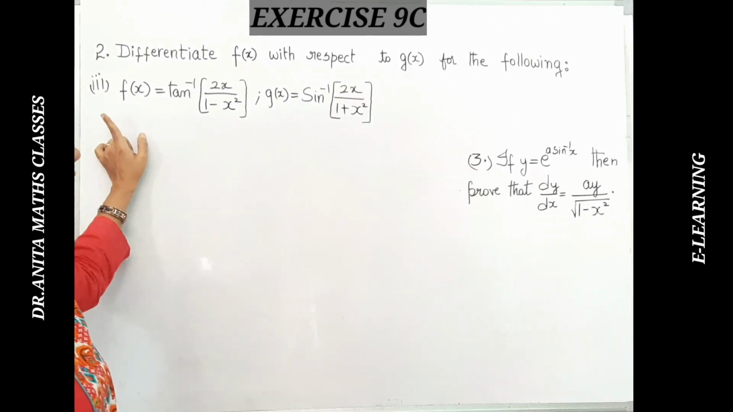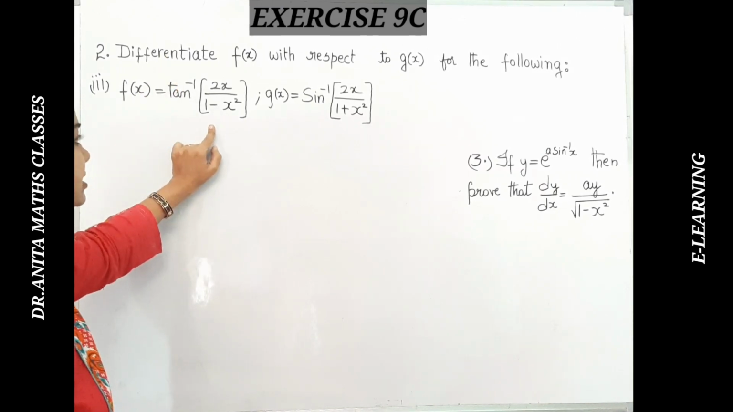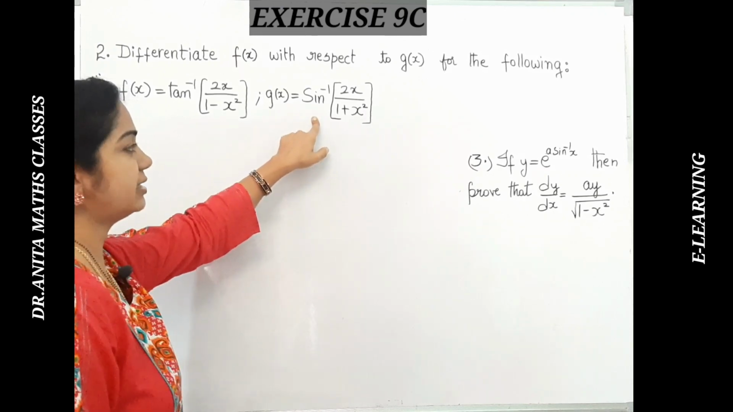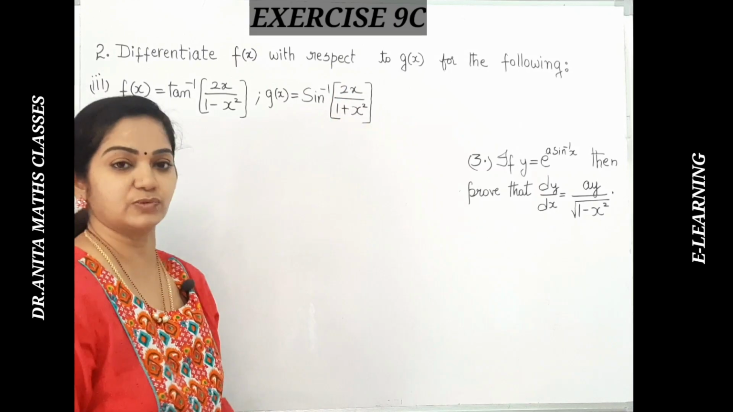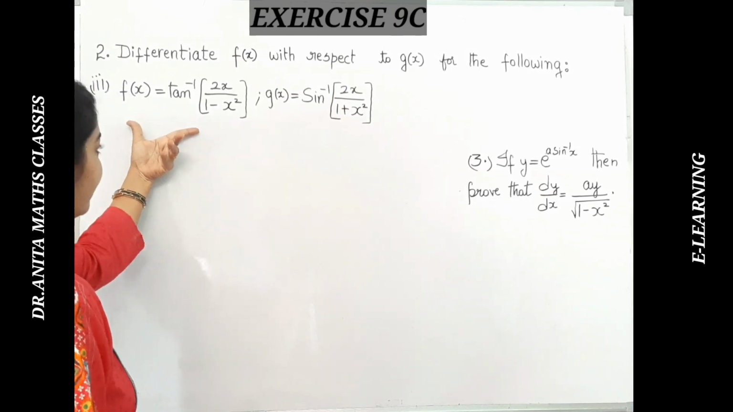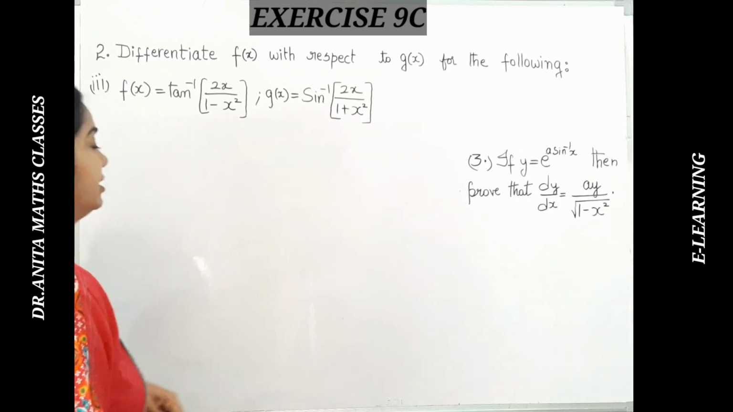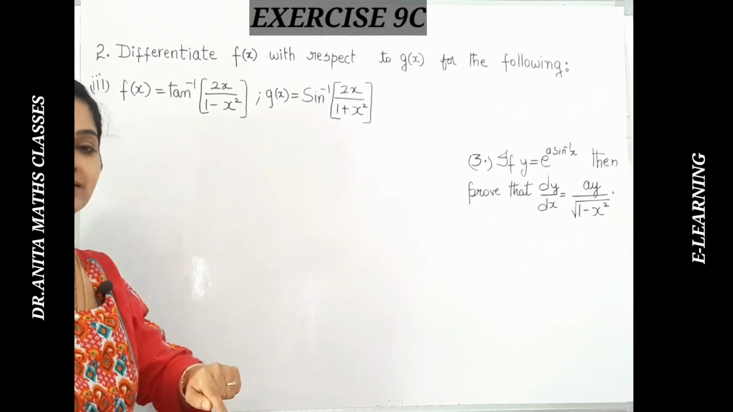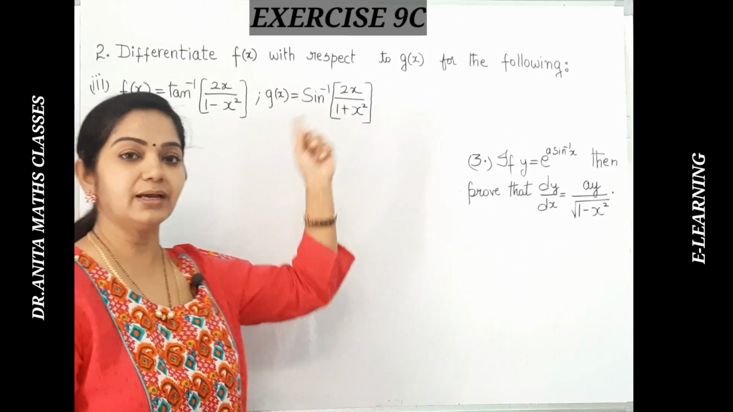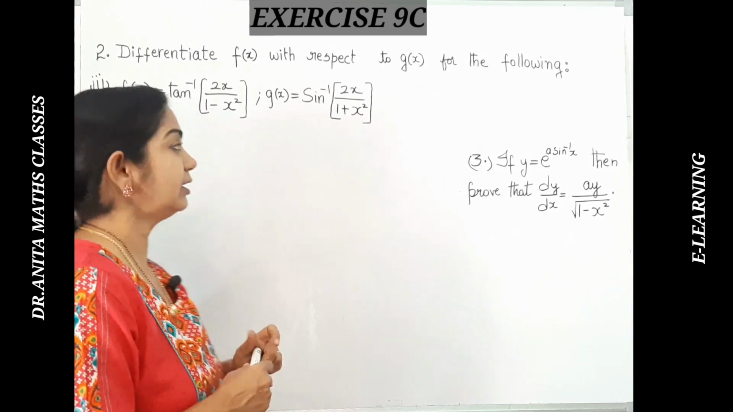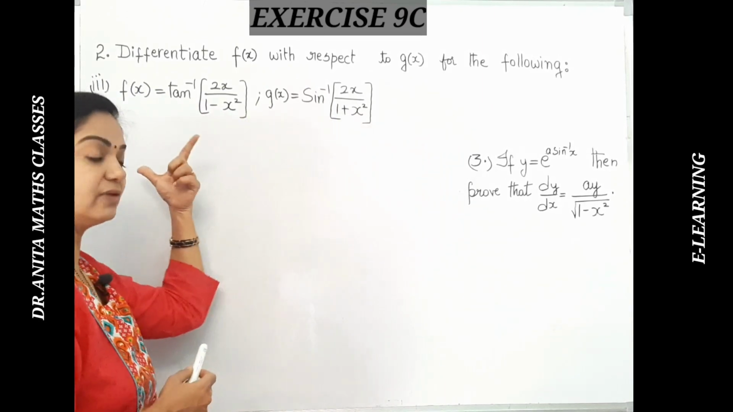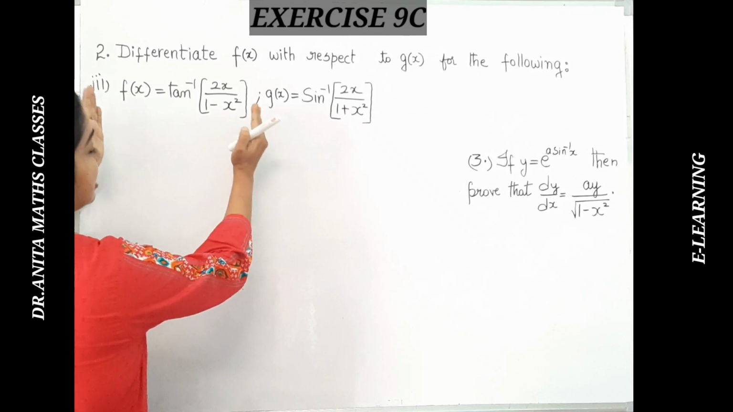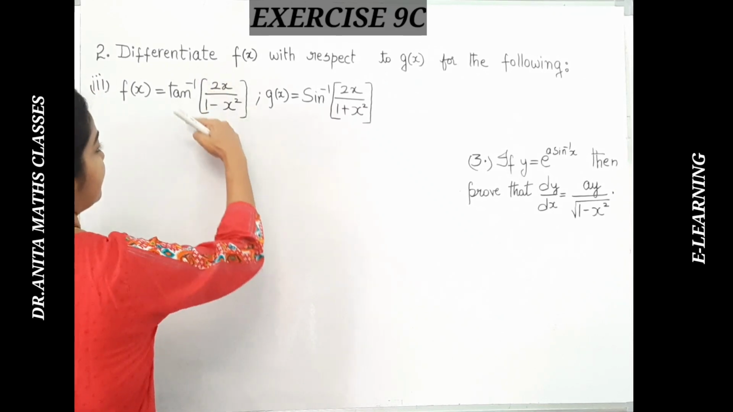Now the third problem here: f of x is equal to tan inverse of 2x divided by 1 minus x square, and the second function g of x is equal to sin inverse of 2x by 1 plus x square. So we need to differentiate f of x with respect to g of x. Now clearly, such problems we have done in the previous one in the same exercise, the first bit. In the iCard, if you click, you will get that video. So we did such problems, but we did not differentiate the first function with respect to the second function. That's all. So if such data is given, we have to assume this.